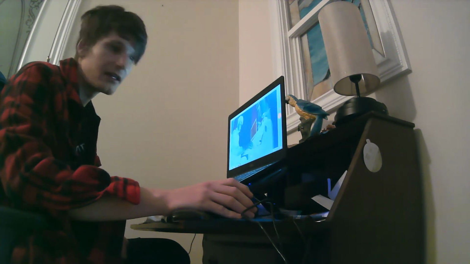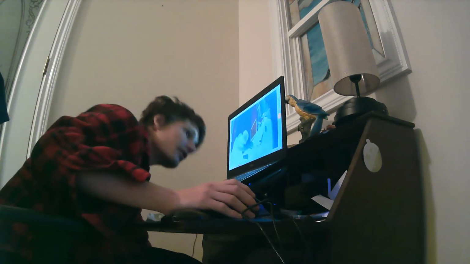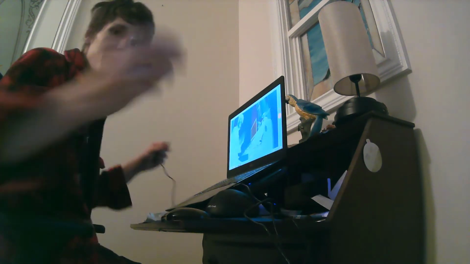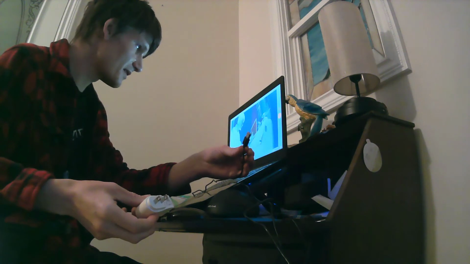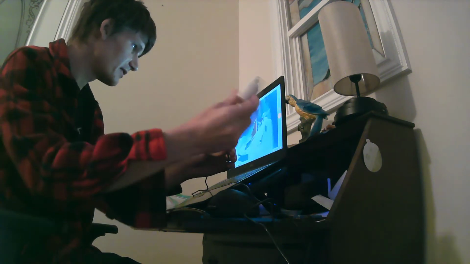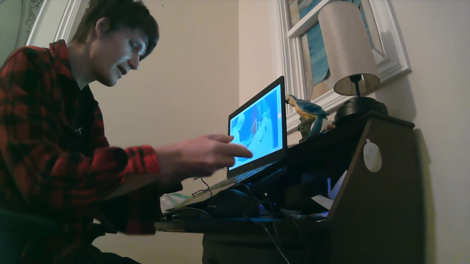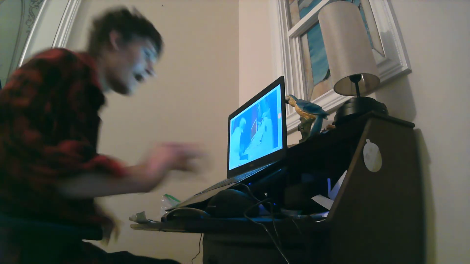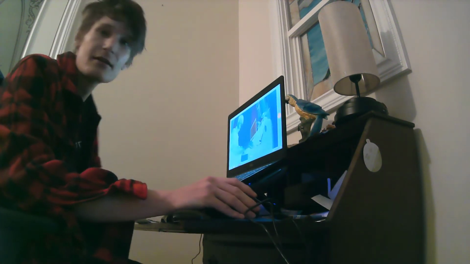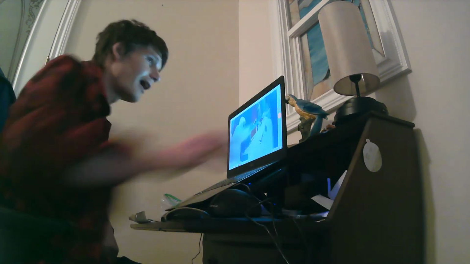Only thing is it didn't have this part of the plug, so it only comes with this, which is a USB part. You need to find one of these, plug it in, and you're good to go. It does not come with that piece, just a reminder, so I had to find it.